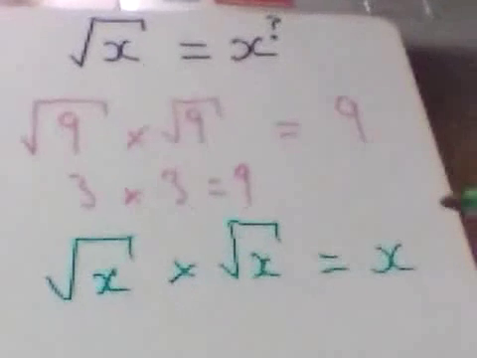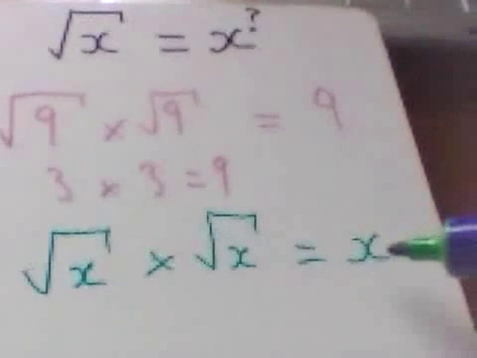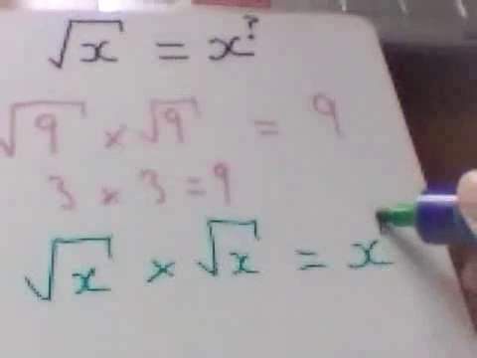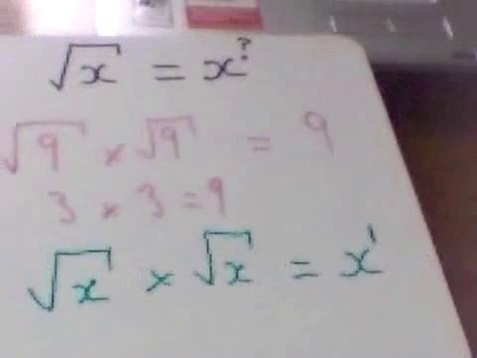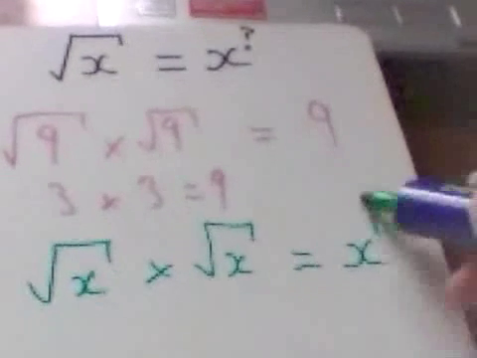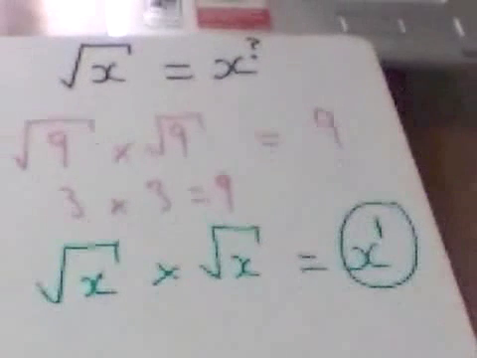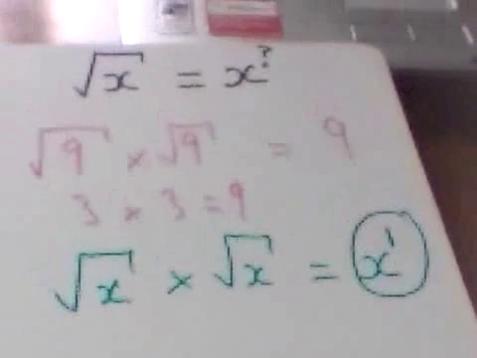Now, if you remember your laws of indices properly, x on its own is x to the power 1. We don't normally write it because it just wastes time, but if we bear this fact in mind, that's going to be very useful now in finding out how we write square root as a power.